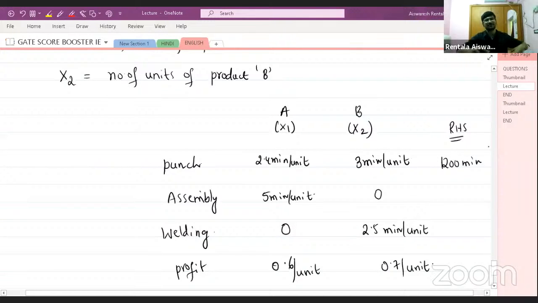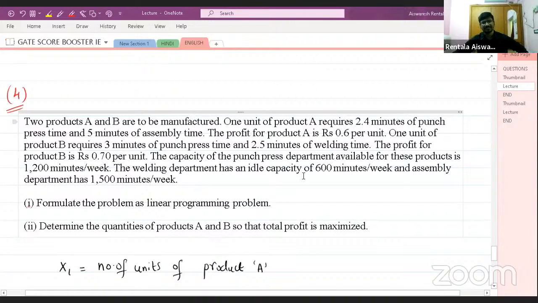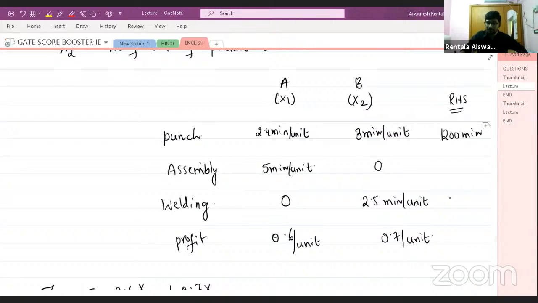Now, what are the profits? Everything you are calculating is per week only. That's why I have simply written 1200 minutes. Next, the welding department has a capacity of 600 minutes, right?